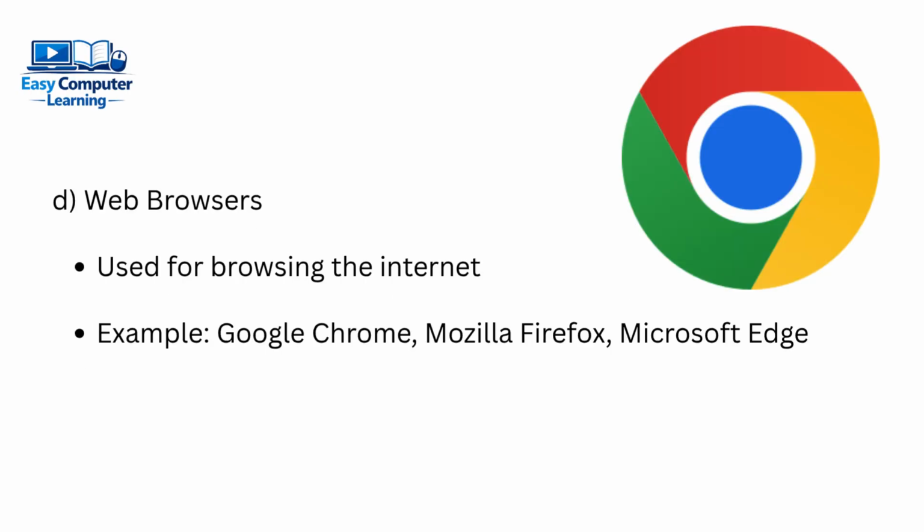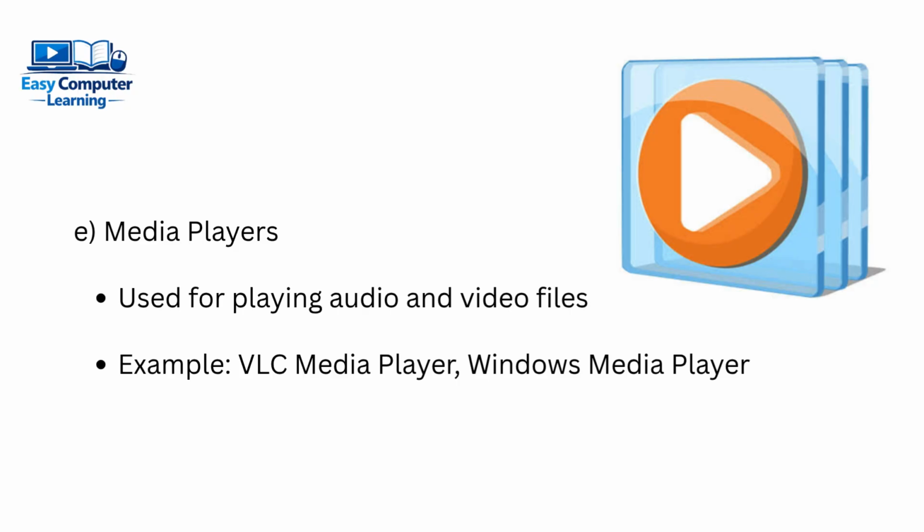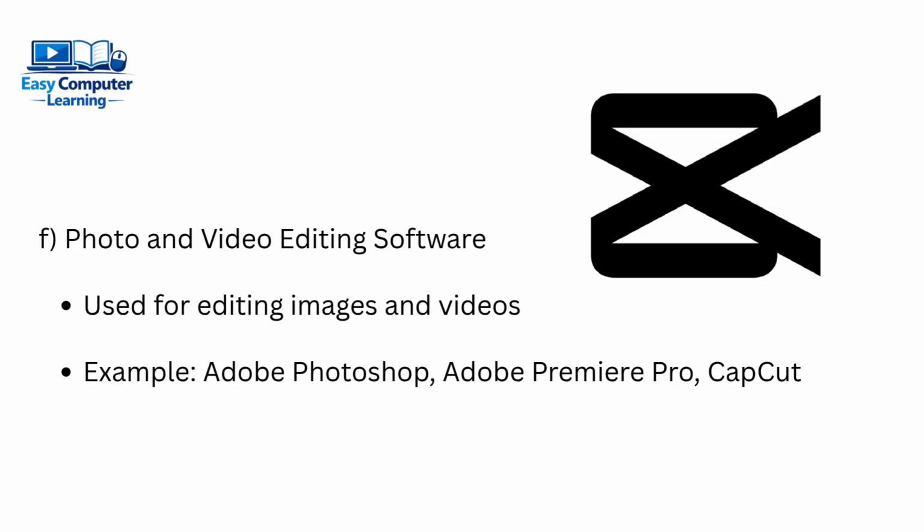D. Web browsers, used for browsing the Internet. Example, Google Chrome, Mozilla Firefox, Microsoft Edge. E. Media players, used for playing audio and video files. Example, VLC Media Player, Windows Media Player. F. Photo and video editing software, used for editing images and videos. Example, Adobe Photoshop, Adobe Premiere Pro, CapCut.